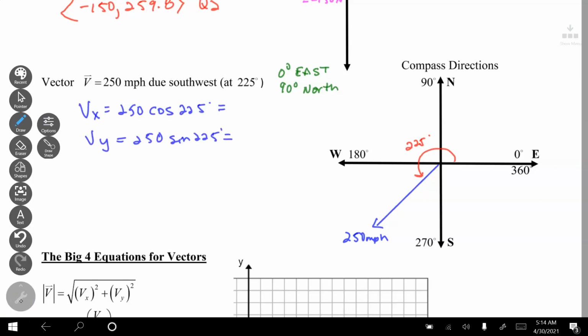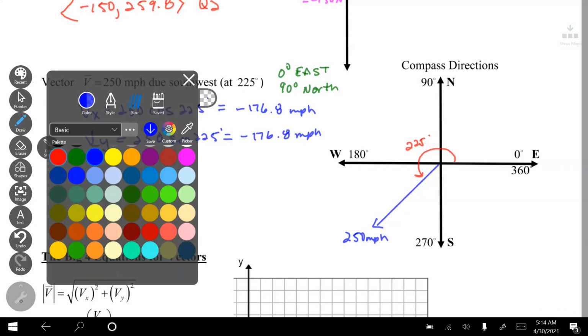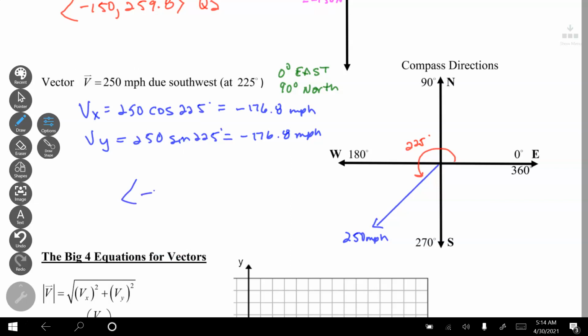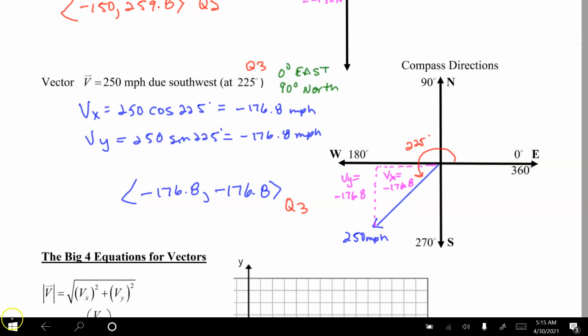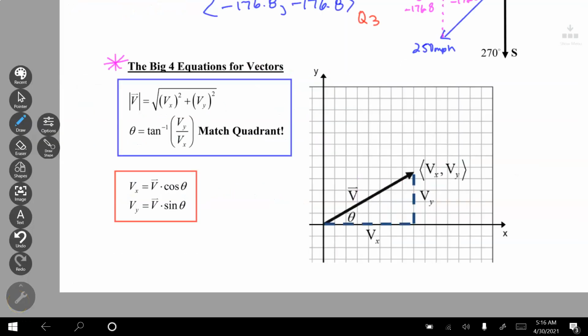This is all calculator work. We just plug things in our calculator, and x is using the cosine key, and the y coordinate is using the sine key. Well, this is going to be in the middle, so they're going to be the same. And if I write this as an ordered pair in component form, I get negative 176.8, negative 176.8. This is definitely in quadrant 3, and 225 degrees is in quadrant 3, so that matches. And you can see in pink I drew the x and y components, and they should be about the same, and they're both negative.